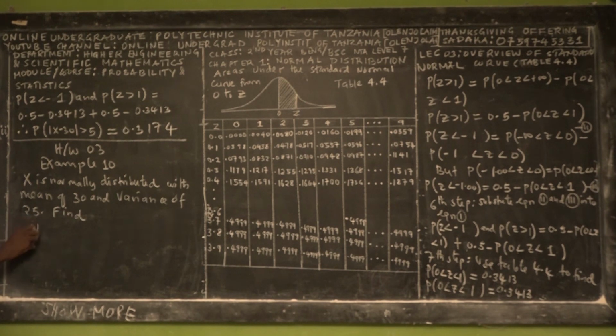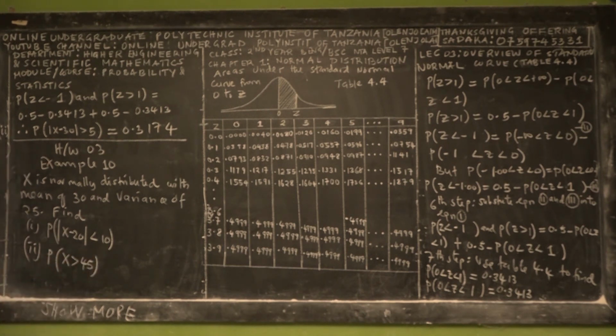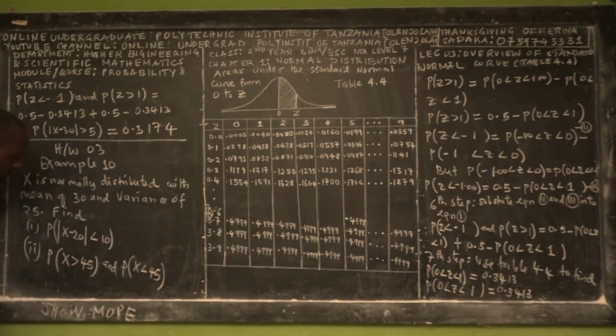Find, Roman 1, probability of absolute value of X minus 20 less than what? Less than 10. Roman 2, find also probability of X greater than 45, and find probability of X less than 40.